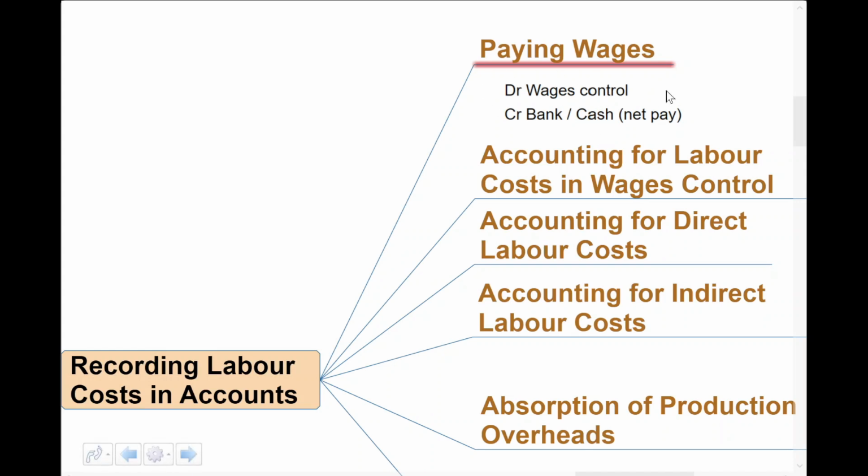So we're debiting the control account and crediting bank or cash, which is an asset. So we're really reducing, in effect, the asset of cash by crediting it and increasing what you might call a control expense account, i.e. the expense associated with wages.